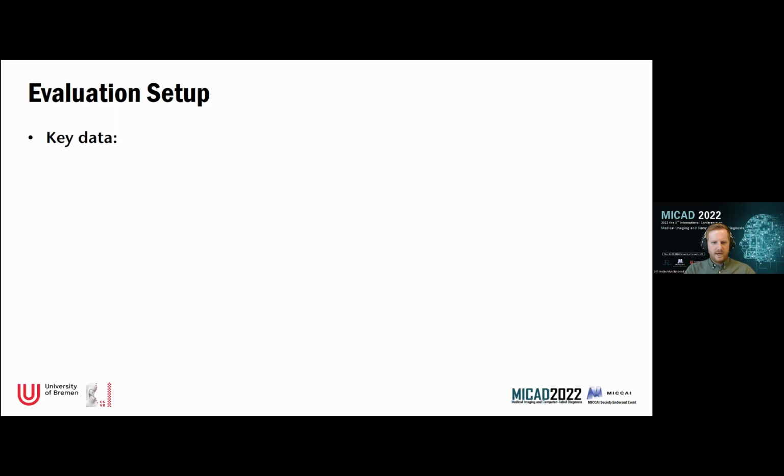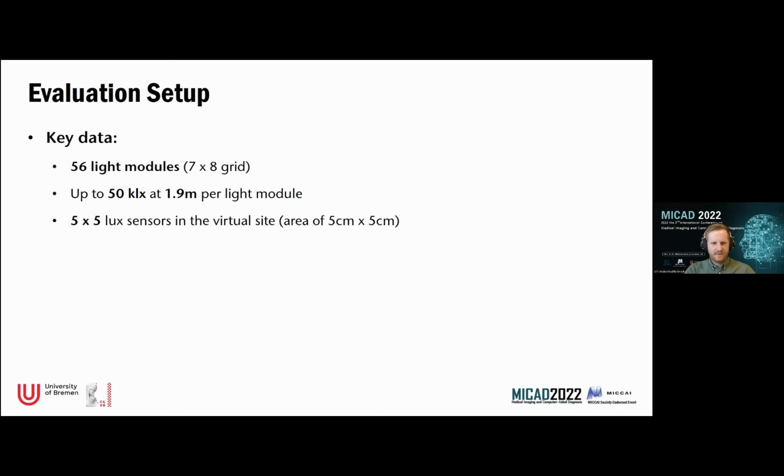So we have oriented the simulation setup to the characteristics of an actual planned prototype. We used 56 light modules in a 7x8 grid, where each light module can reach up to 50 kilolux at 1.9 meter distance. Moreover, we placed 5x5 lux sensors in the virtual site, which calculated the brightness at the site at different locations. And we set a target brightness of 80 kilolux at the center of the site.